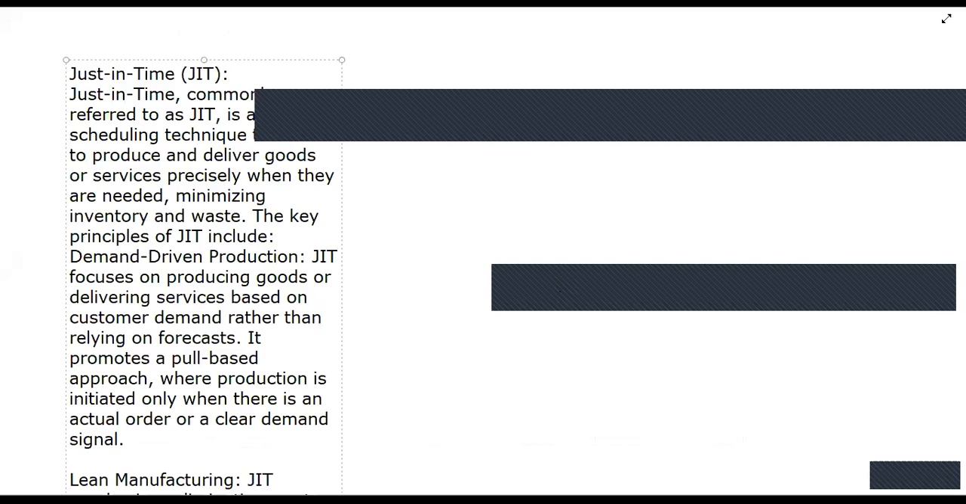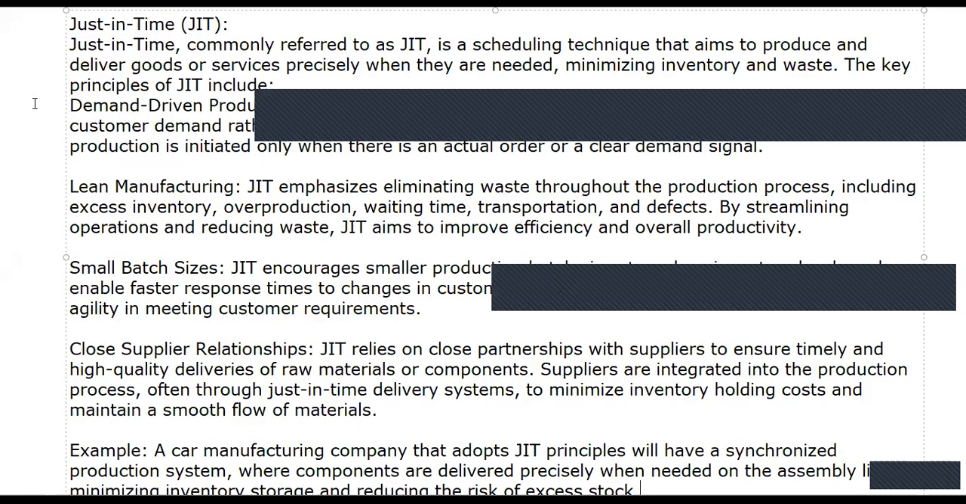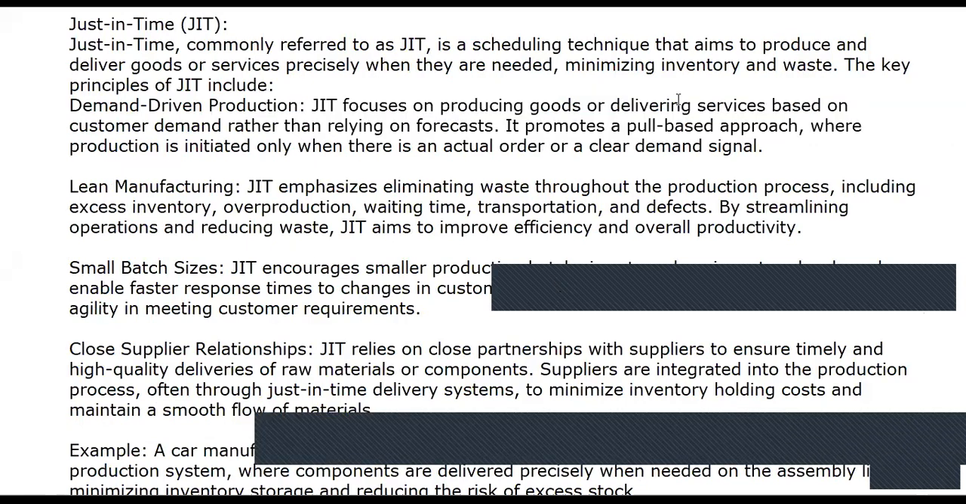The term itself explains. So what is meant by just in time is as follows. Just in time, like the term, is simply a scheduling technique that aims to produce and deliver goods and services precisely when they're needed, minimizing inventory and wastage. The key principles of just in time are as follows. Number 1, demand-driven production. Number 2, lean manufacturing. Number 3, small batch sizes. Number 4, close supplier relationships.